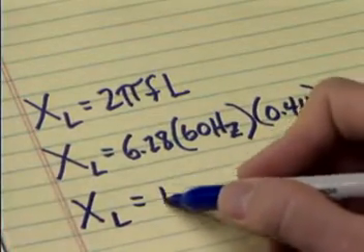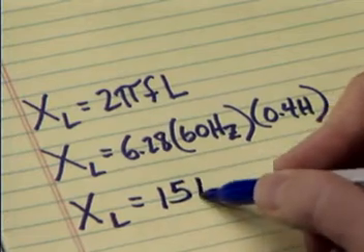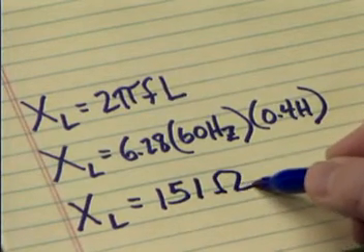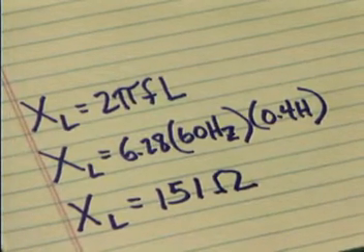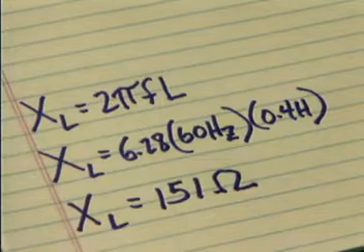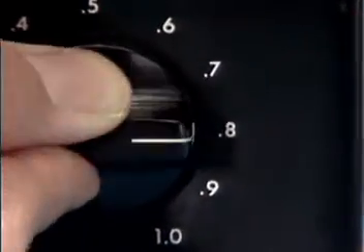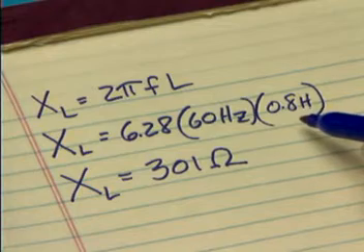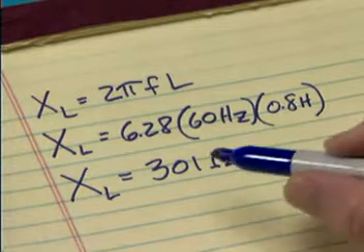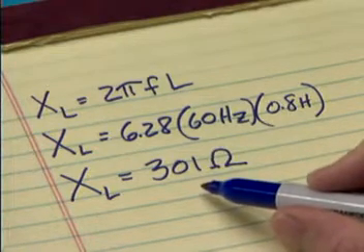The same relationships will hold true if the frequency is held constant and the inductance changed. As the inductance is doubled, the inductive reactance is doubled. For example, you've already calculated that with a frequency of 60 hertz and a 0.4 henry coil, there will be an inductive reactance of 151 ohms. By increasing the inductance to 0.8 henries and completing the calculations, the inductive reactance is doubled to 301 ohms.